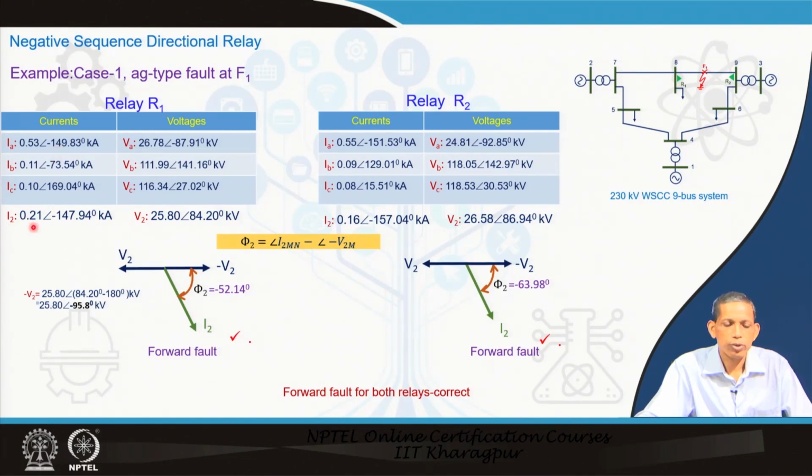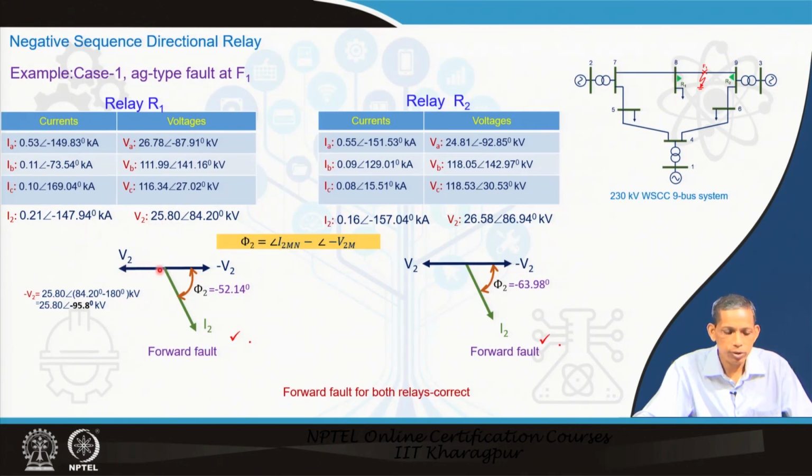From the current compute the I2, I2 equals 1/3 of IA plus alpha square IB plus alpha IC. So, we get this corresponding I2. Similarly, from voltages we get the V2. Angles are important for us in computation. So, angle of I2 is minus 147 and angle of V2 is 84.40, but note that we require minus of V2.